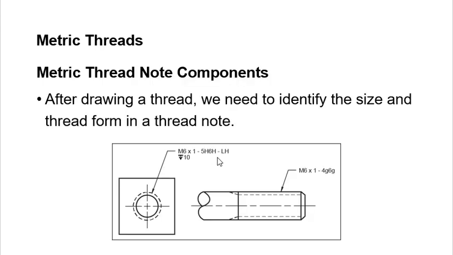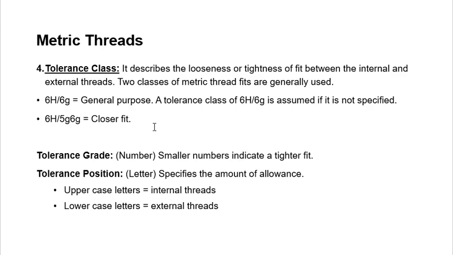Then the tolerance clause. Here the note is a little bit different from our unified system, see how we write the H's right there. That's your tolerance clause. When you see this H and G, we know that you are dealing with the tolerance clause. Talking about tolerance means space, so therefore the looseness or tightness of the fit between the internal and external threads.